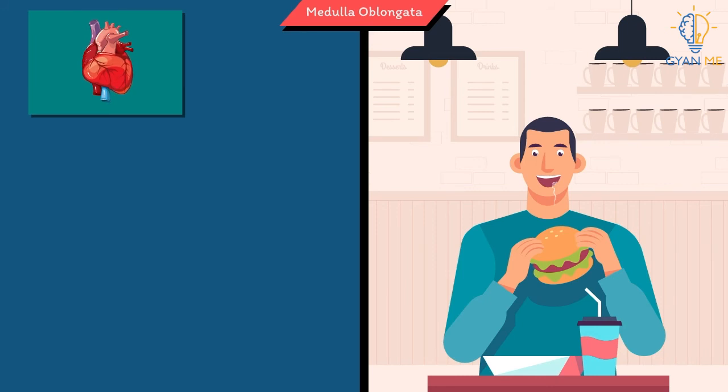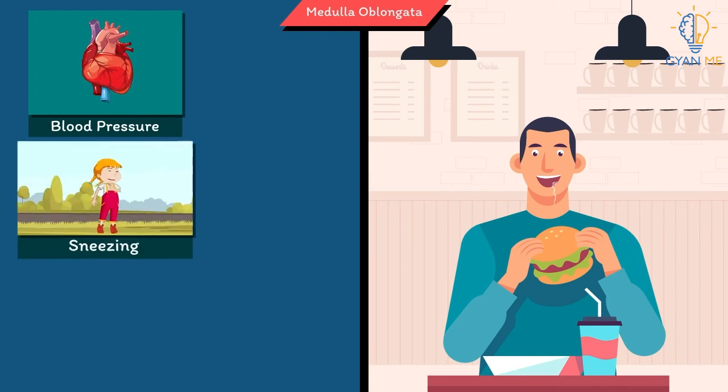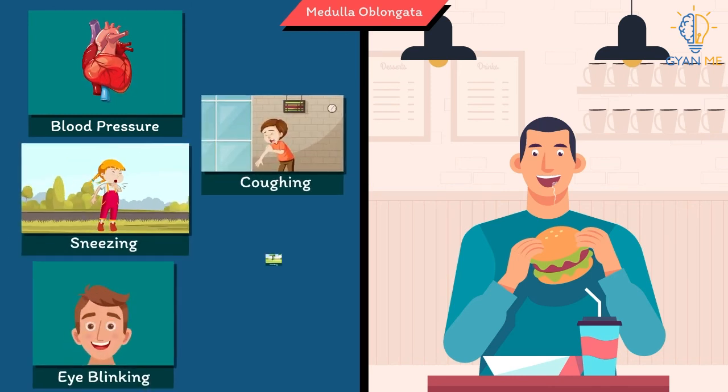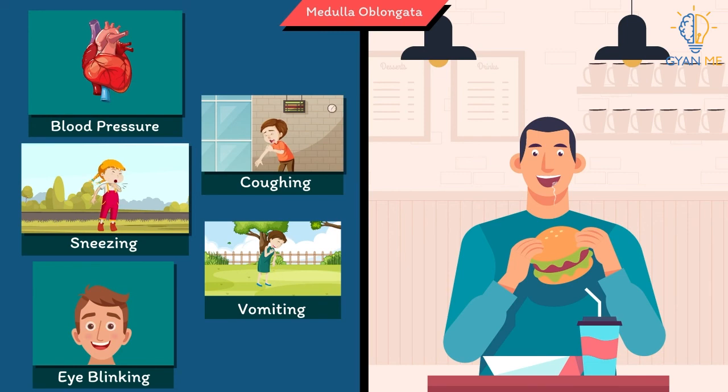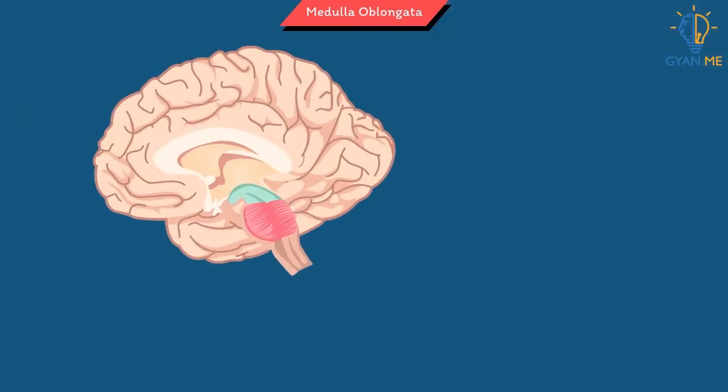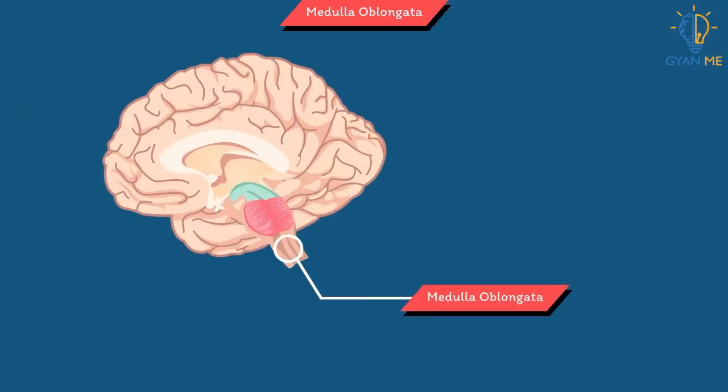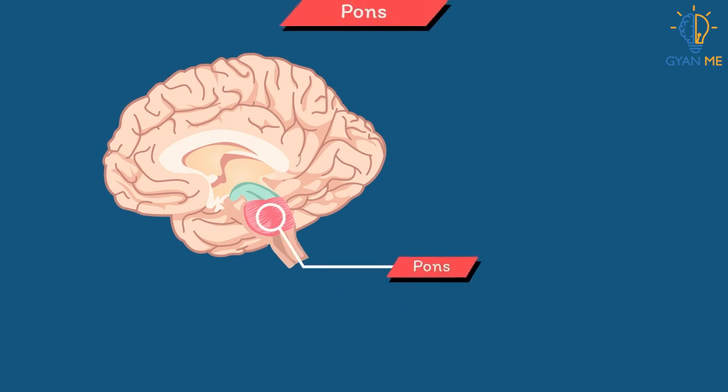Such involuntary actions or reflexes, including blood pressure, salivation, sneezing, blinking, coughing, and vomiting, are controlled by the medulla oblongata, commonly called medulla, part of hindbrain. Now let's see about pons.